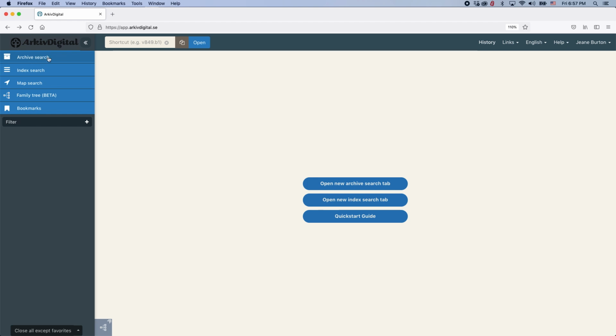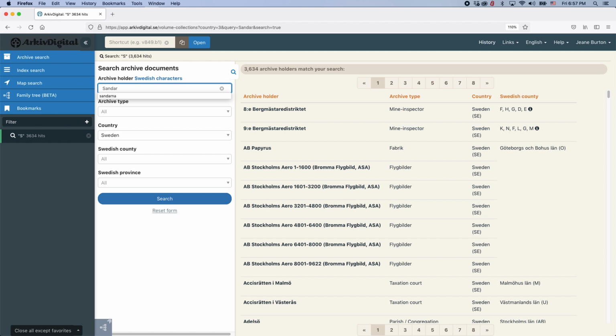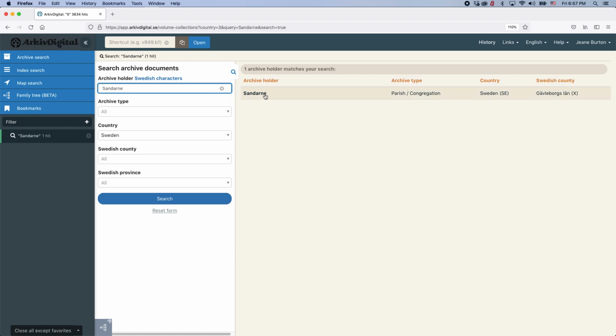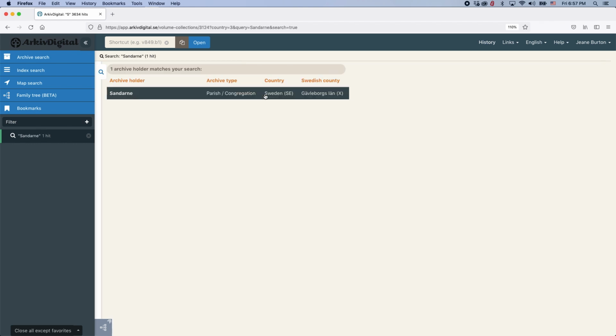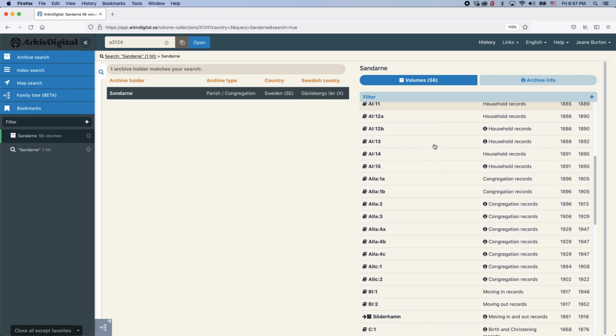Up here they have both an archive search and an index search. We're wanting the archive search. We're going to go in here. We're going to look for Sandarne. That's the parish she lived in. Now, here are all the records. First, they start with the household records. We're looking for birth records.